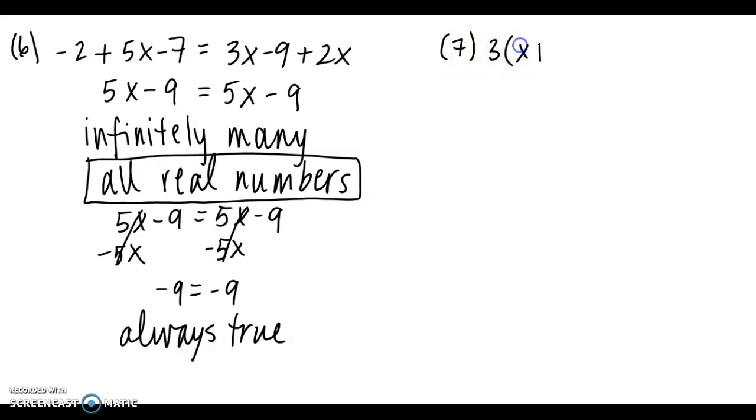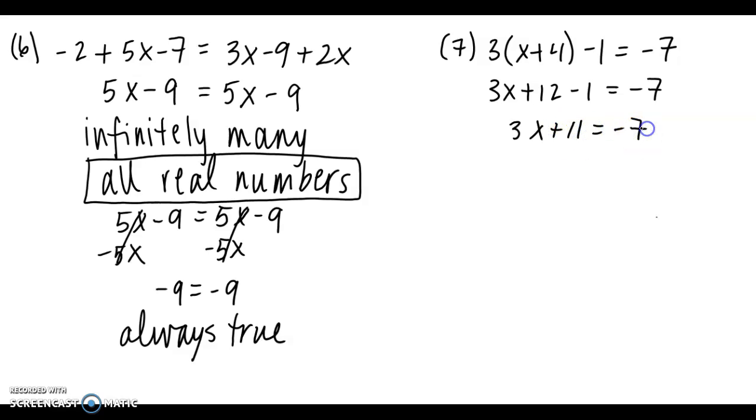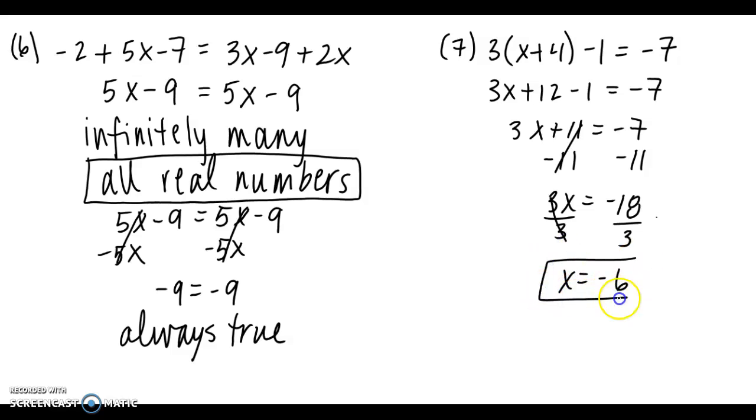So 3 times number 7. Okay, I'm going to distribute that 3. I'm going to combine like terms. Now I subtract 11 from both sides. 3x equals negative 18. Divide both sides by 3, and I get x is equal to negative 6.